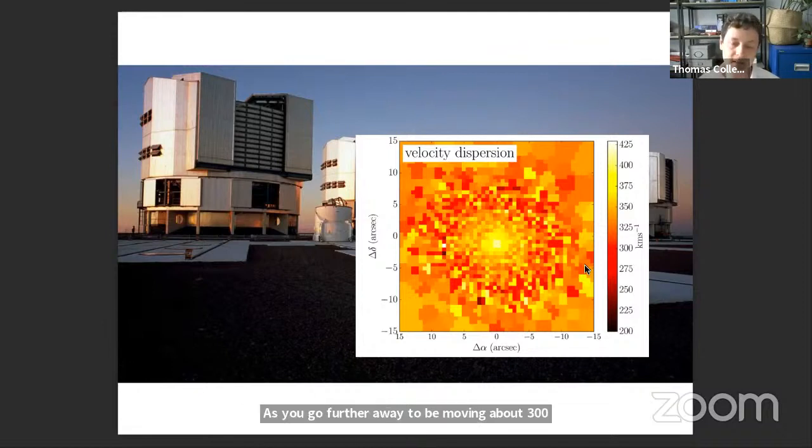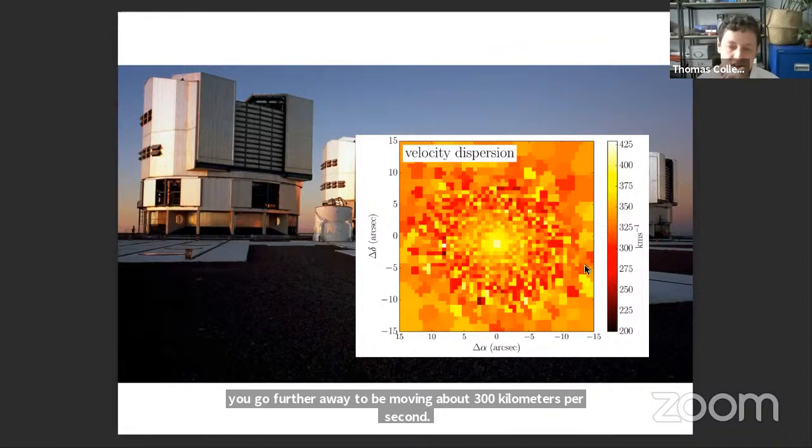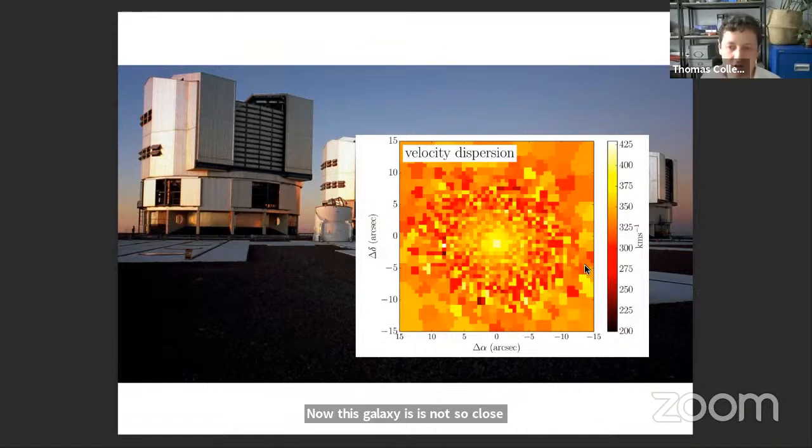kilometers per second. Now, this galaxy is not so close that we can actually resolve the motions of individual stars. These properties are very much an ensemble statistical average. You can think of it kind of like you might think about temperature for a gas. We're not measuring the speed of the individual atoms, but we can measure the temperature of the gas. And so this is really telling you about the typical speed of the stars.